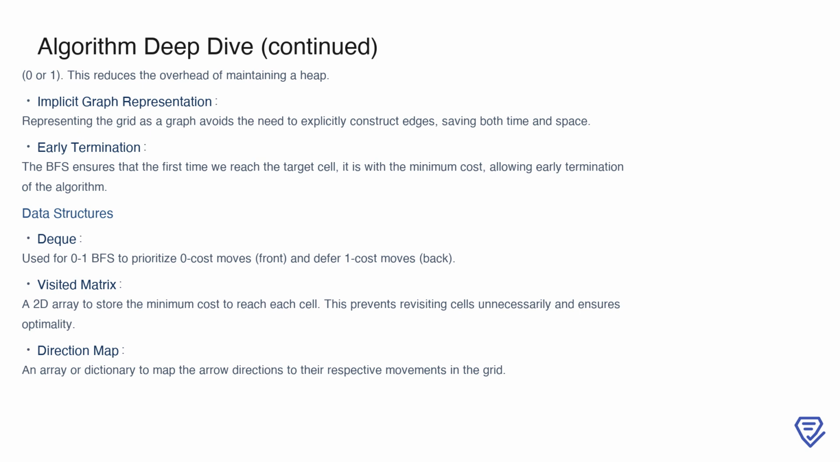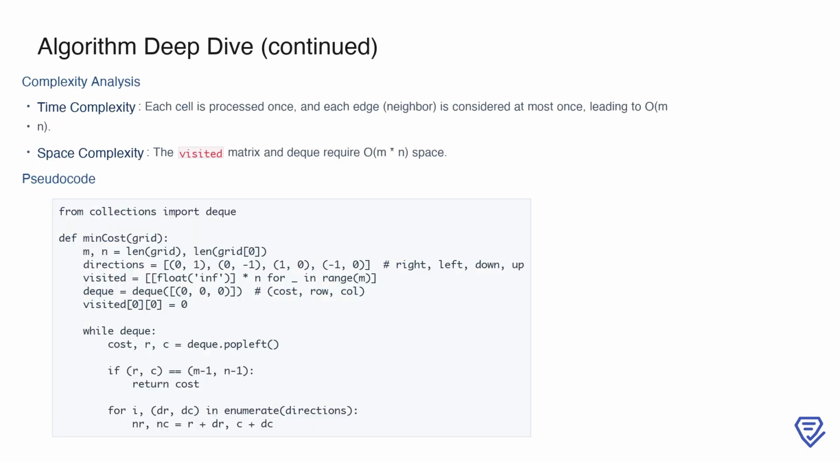To implement this efficiently, we rely on 3 core data structures. The deque facilitates the 0-1 BFS traversal. The visited matrix stores the minimum cost to reach each cell, ensuring we don't revisit cells unnecessarily. Finally, the direction map provides a simple way to translate arrow values into movement directions, streamlining the cost calculations during traversal.